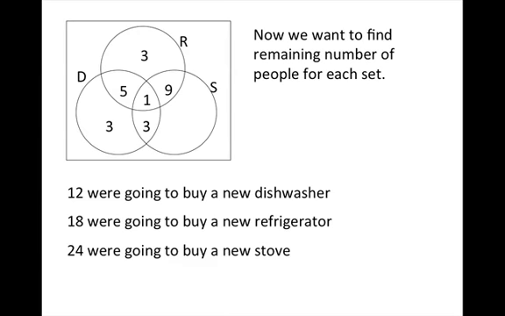And finally, 24 people are going to buy a new stove. Well, in my circle for S, I already have a 9, a 1, and a 3, so I already have 13 people. If I take the 13 away from the 24, that leaves me 11 people that are just going to buy a stove.